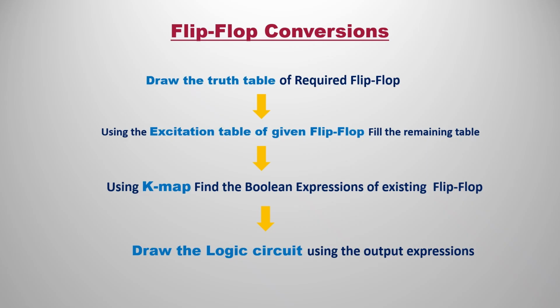So starting with JK to SR. Before that we need to understand some flip-flop conversion rules. We have already discussed them in detail in the previous video, but in brief, the first step is to draw the truth table of the required flip-flop. In the first case the required one is SR. The next step is to find the excitation table of the JK flip-flop, because here we are converting from JK to others. Next make the K-map, and lastly draw the logic circuit. So let's implement it with the actual thing so that you can understand.